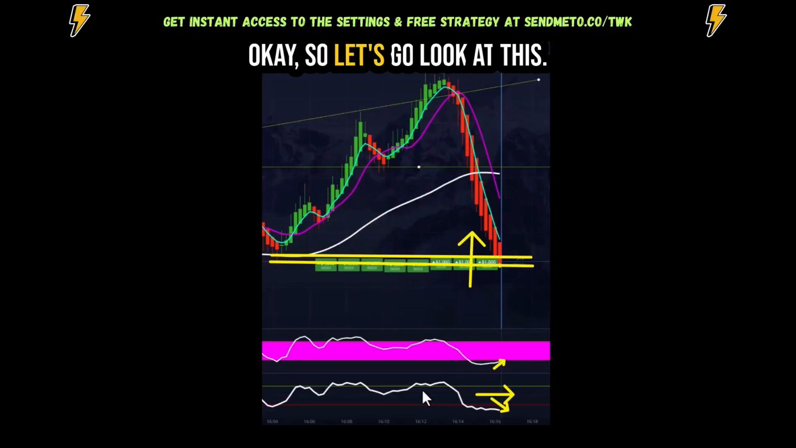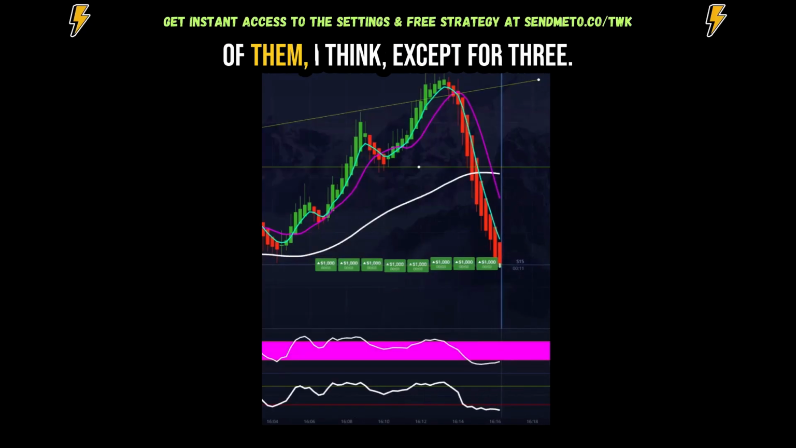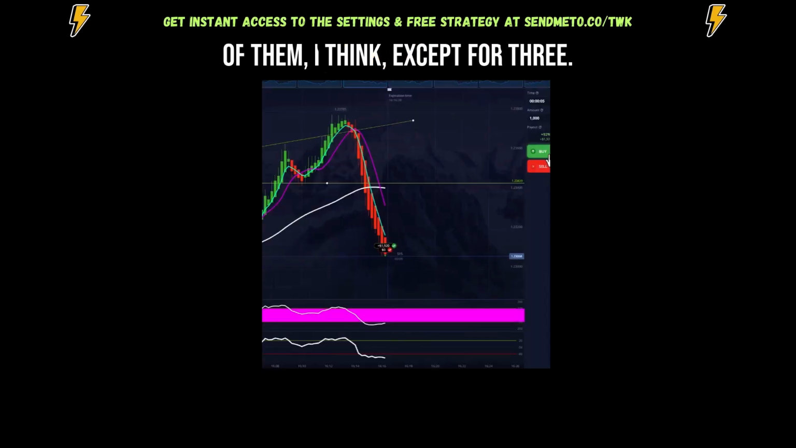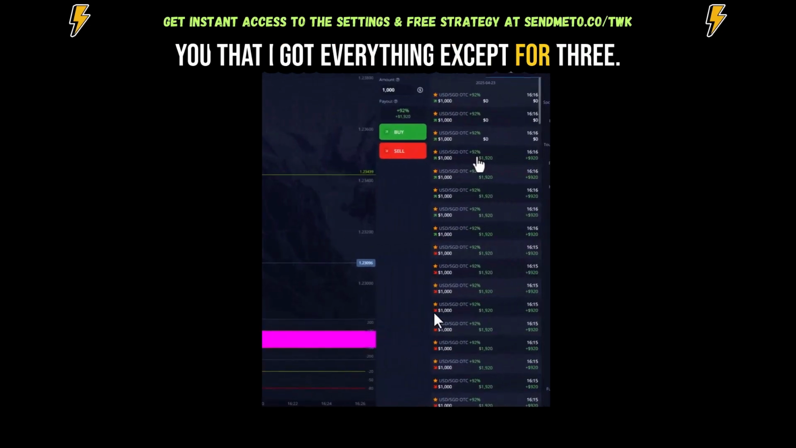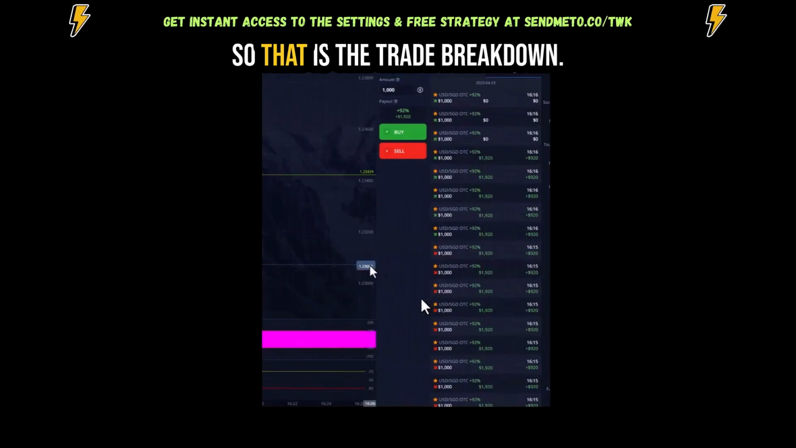Okay, so let's go look at this. You're going to see that we get all of them, I think, except for 3. And then I open up my trades and I show you that I got everything except for 3. So that is the trade breakdown.